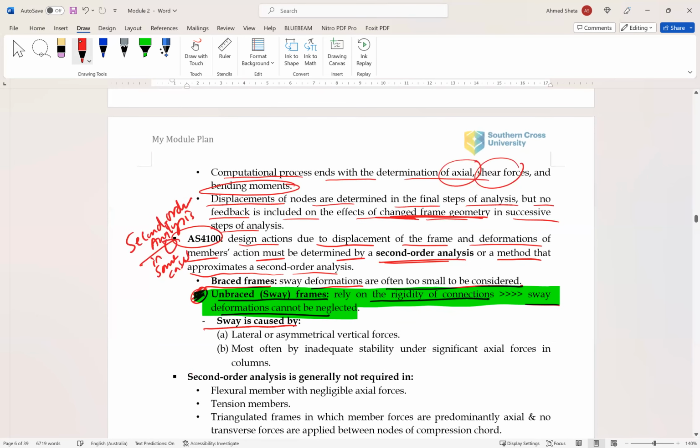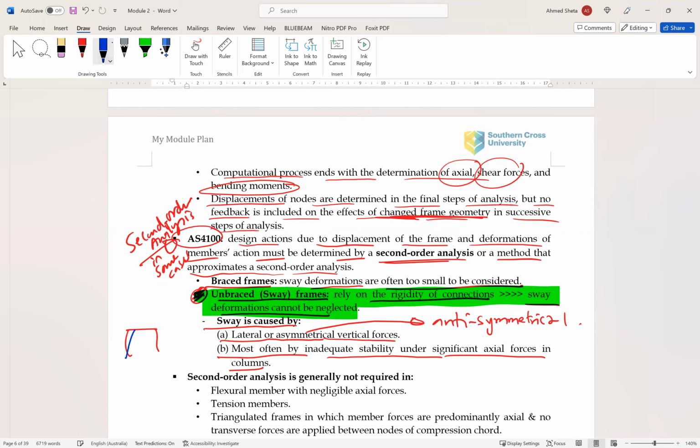Sway is caused by lateral or asymmetrical forces. Asymmetrical means anti-symmetrical. Or vertical forces, most often by inadequate stability under significant axial forces in columns. So if this is our frame, this is called sway. It might be due to lateral forces or inadequate vertical forces.